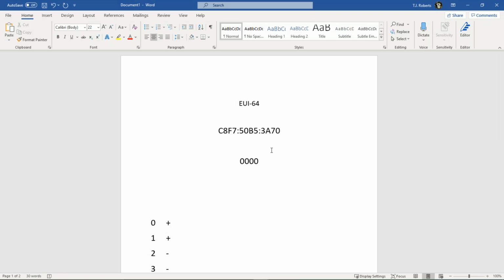What do we do first? Add the FFFE to the middle. Yep. Right. So we need to get to 64, so FF, we only got 48 now. FE, right? Next step. We have to find the 7th bit, right?